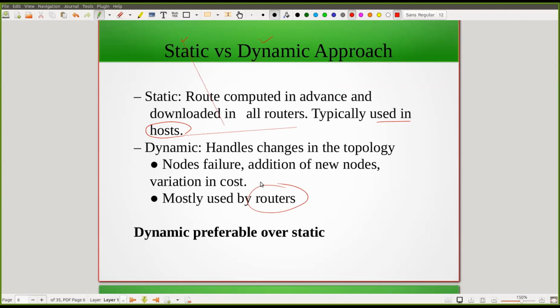So but if I look into the network, the internet, then every router is going to build its own routing table. So that is a concern of ours. That's why we say the dynamic approach is preferred over static.